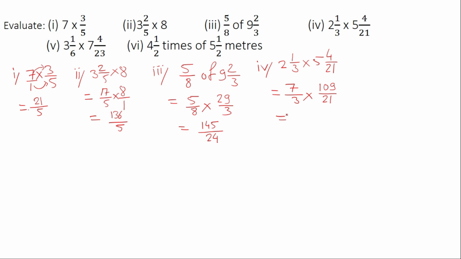Now we will multiply 7 into 109, or we check if any number can be cancelled or not. So it will be 7 1s are 7, 7 3s are 21. So what we will get? 109 by 3 into 3, that means 9.